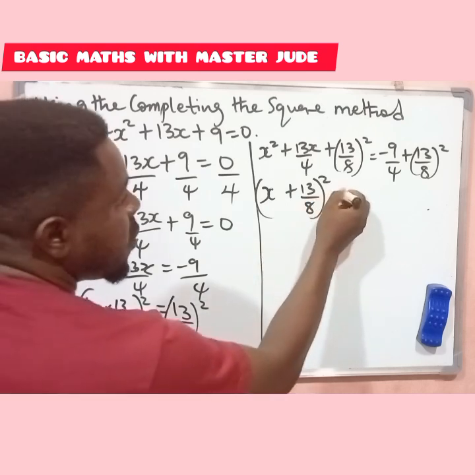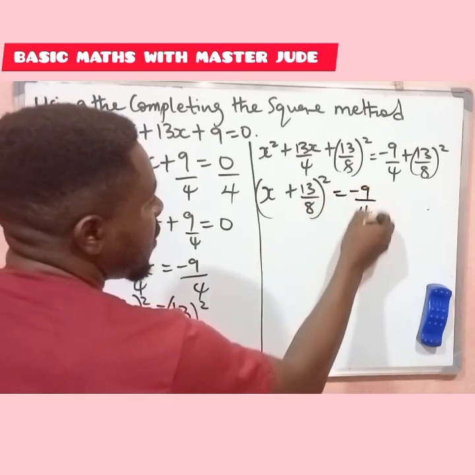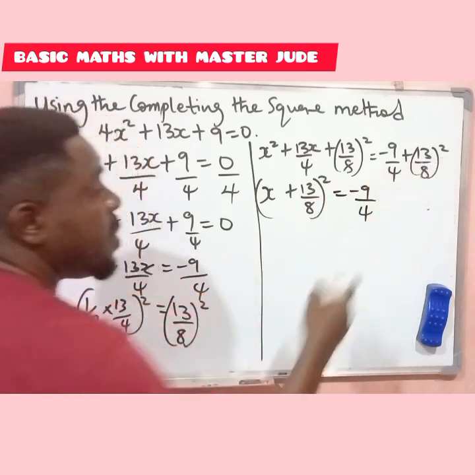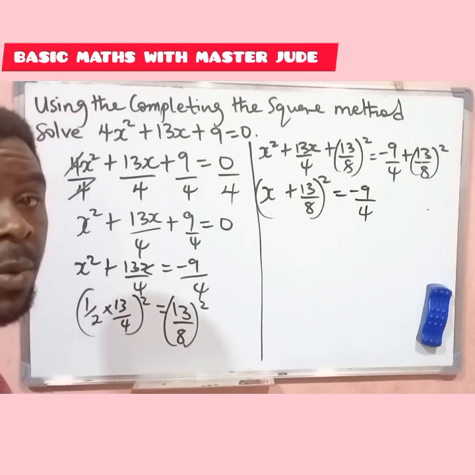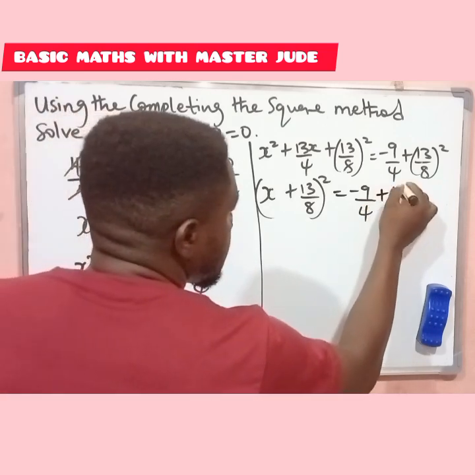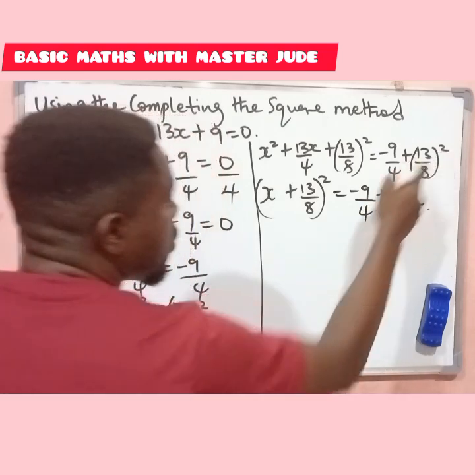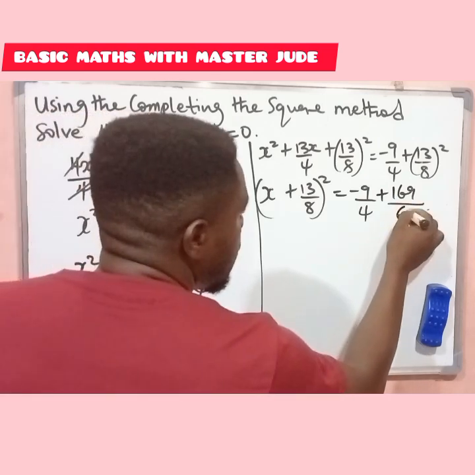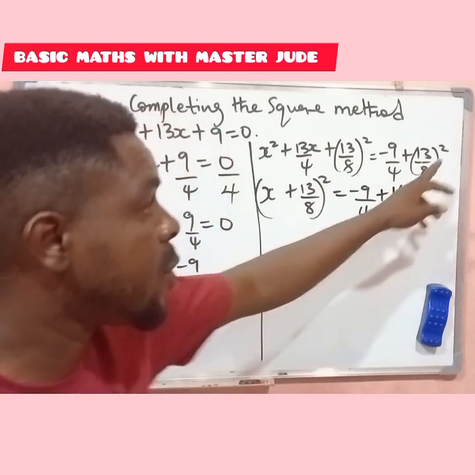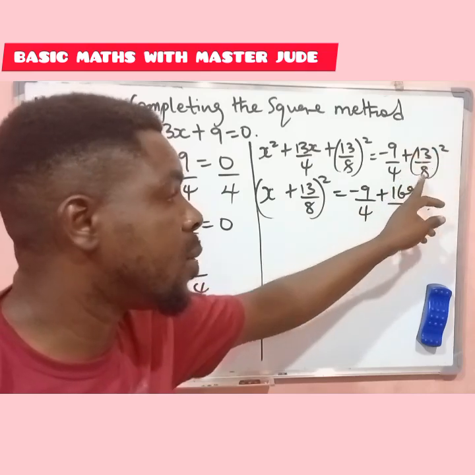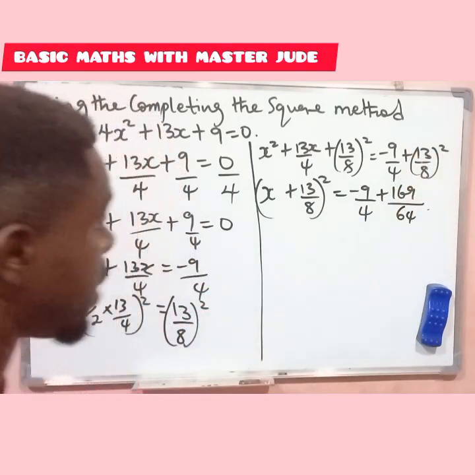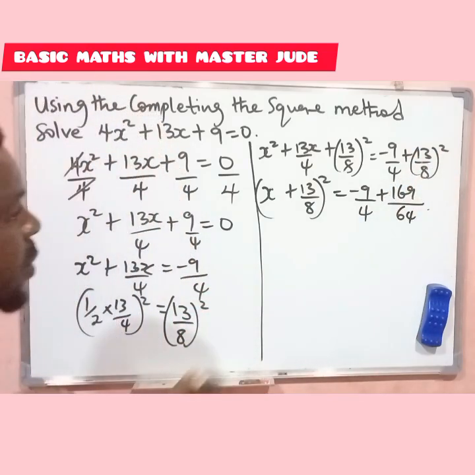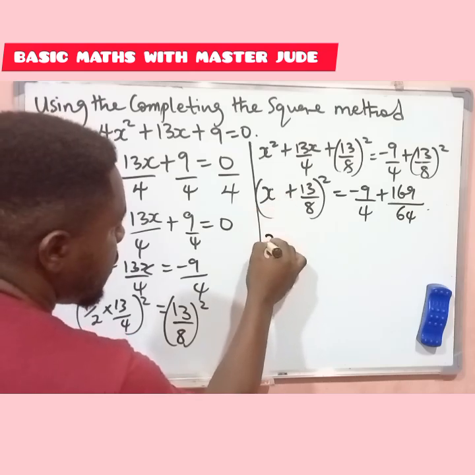So this will now give us minus 9 over 4 plus 13 squared, which means 13 times 13, which gives me 169, all over 8 squared, which means 8 times 8, which gives me 64. Now what did I do? This square is affecting 13 and also affecting 8. Now you bring down the left hand side of the equation.